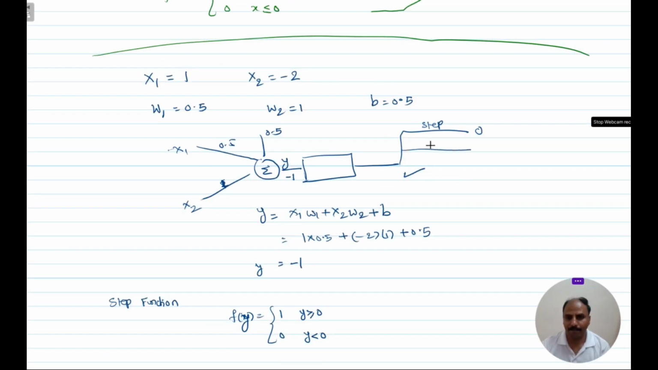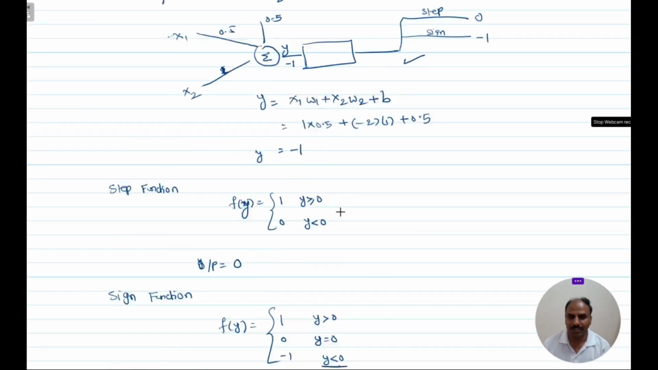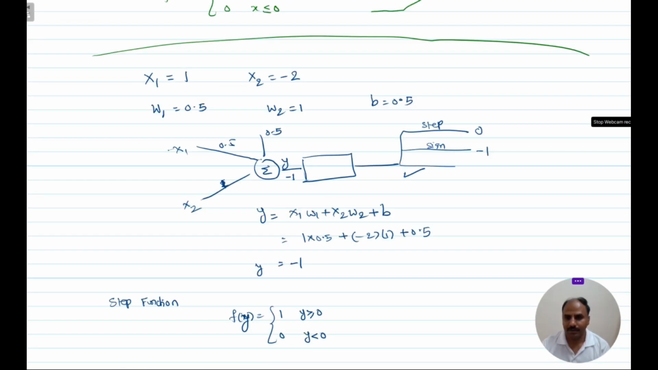If I'm using the sine function, it is minus 1. And the next one is the sigmoid function. If I'm using sigmoid, it is 0.268, and tanh, it is minus 0.712. If it is a ReLU, then it will give you 0. So like this. Okay, this box is connected to this one.